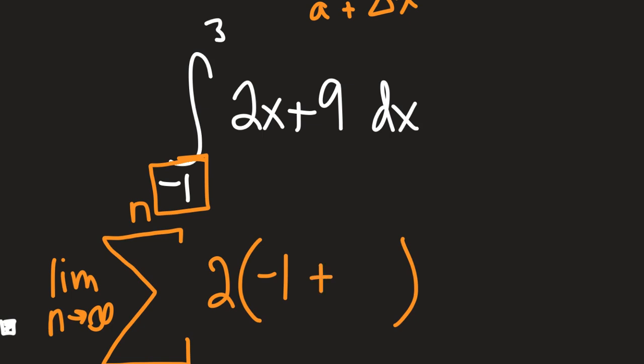Plus, let's see, that's 3 minus -1, right? How far is it from -1 to 3? That's once again 4 units, so 4i over n. And then once again, 3 minus -1 is 4 over n. That is the width of our rectangle, and we're basically done. There's nothing else you need to do.